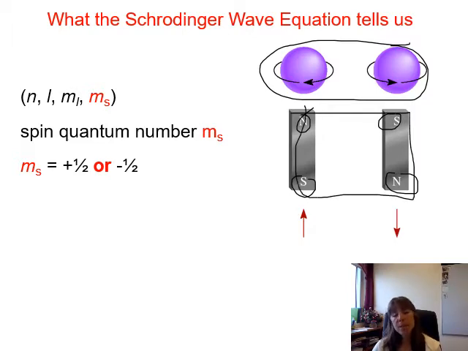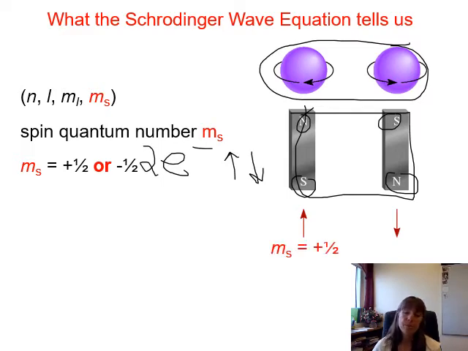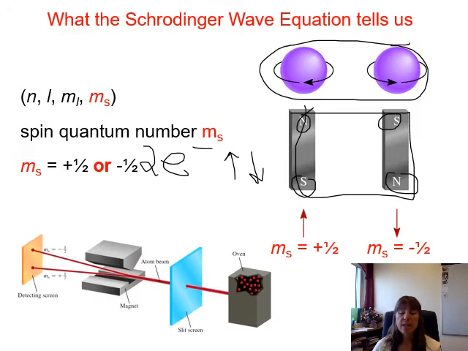So what ends up happening here is that an orbital can only ever hold 2 electrons, because one's going to be up, one's going to be down, meaning the north-south and south-north. So there's our plus and minus, and it's just indicated by plus 1/2 and minus 1/2.